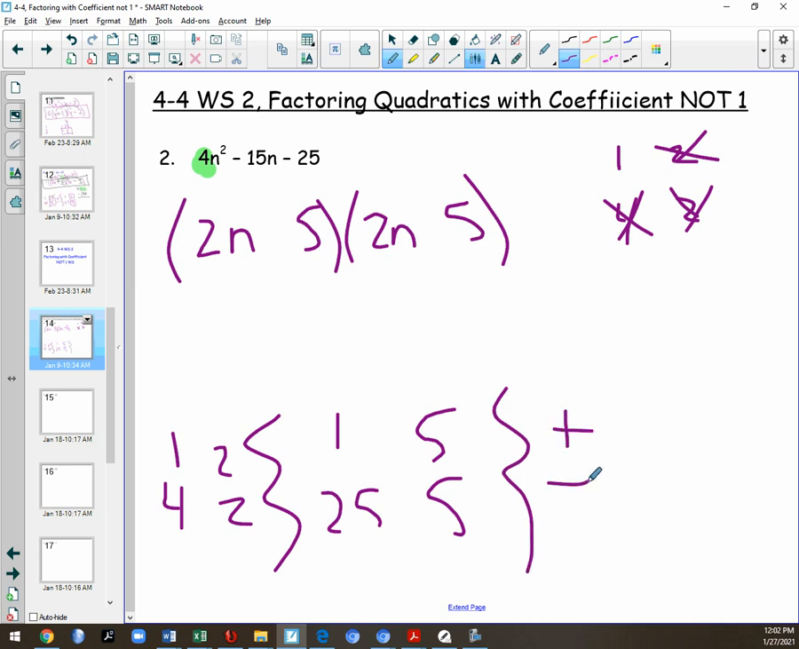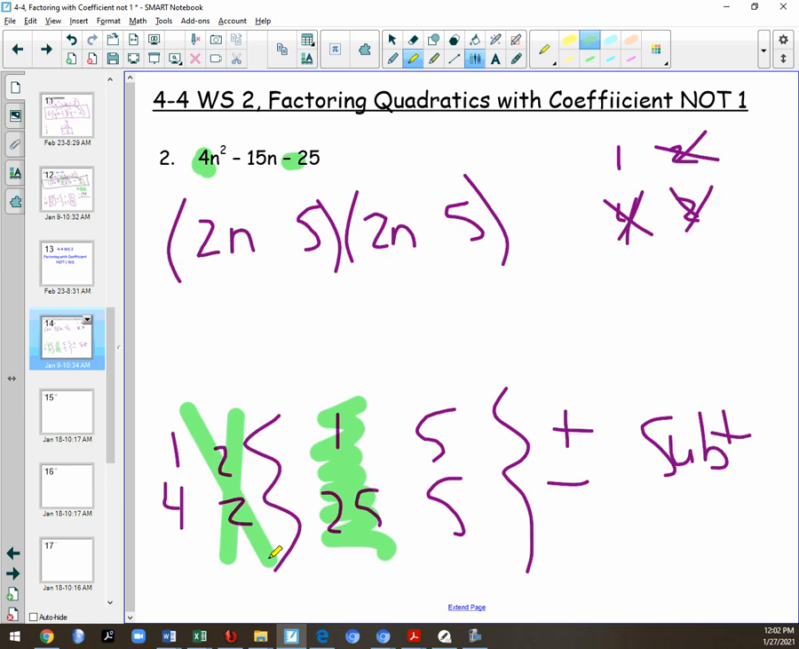You 100% have to subtract because I need to have a negative 25. So it doesn't help me to do 5 and 5 and swap them because it's the same number. And I could try 1 and 25, but those are really big numbers. So what this means is I'm going to cancel out the 2n and the 2n, and I'm going to change it to become a 4n and a 1n.